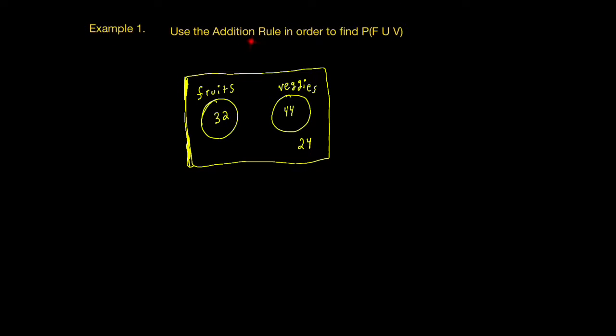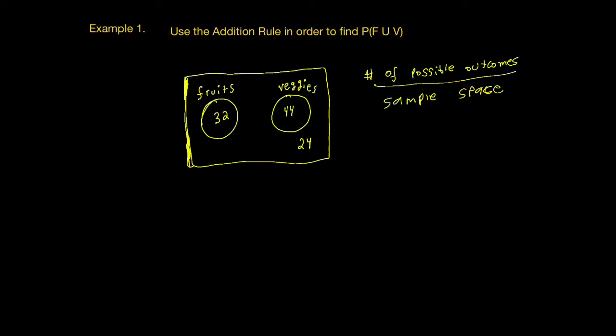Example 1. Use the addition rule in order to find the probability of F or V. Now, every time we're trying to find a probability, we know that we're trying to get the ratio of the number of possible outcomes divided by the sample space. So here, I'm going to begin this problem by first calculating the sample space, because we're going to need to divide by the sample space.